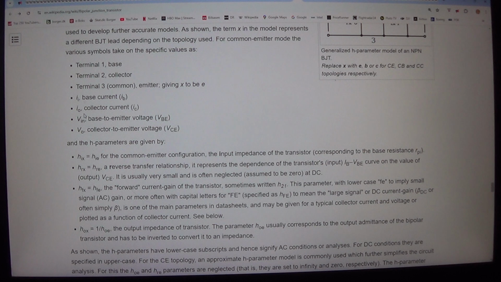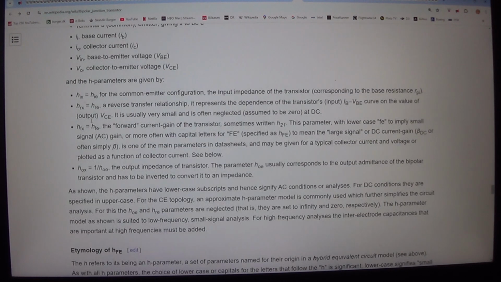1, Hix equals Hie, for the common emitter configuration, the input impedance of the transistor, corresponding to the base resistance rpi. 2, Hrx equals Hre, a reverse transfer relationship. It represents the dependence of the transistor's input IB-VBE curve on the value of output VCE. It is usually very small and is often neglected, assumed to be zero, at DC.